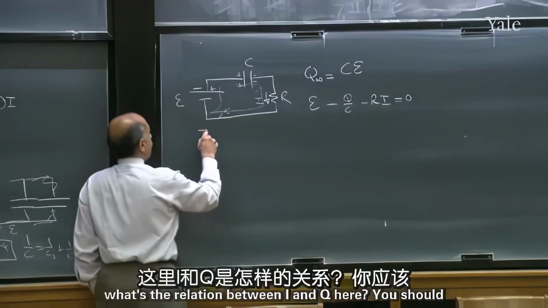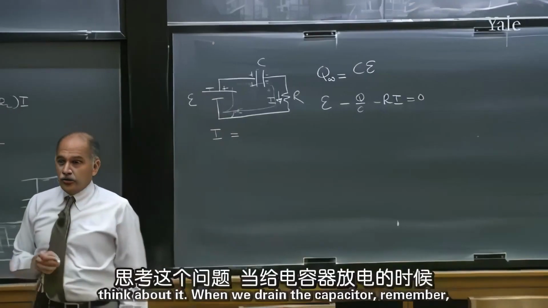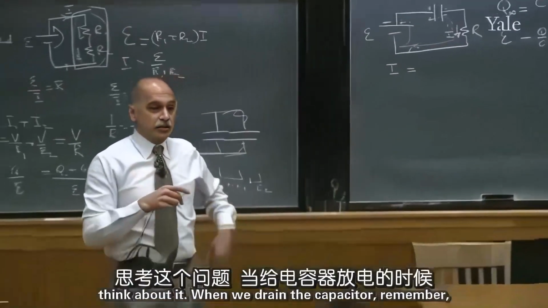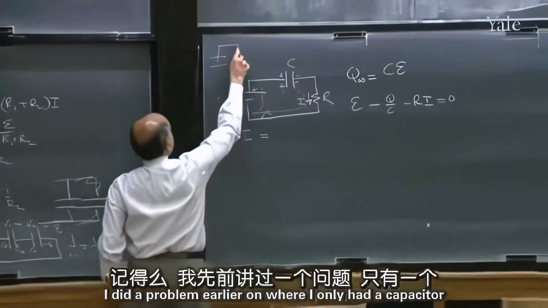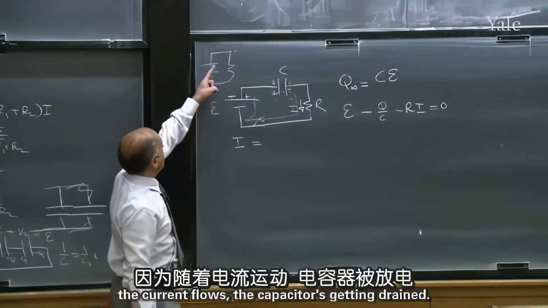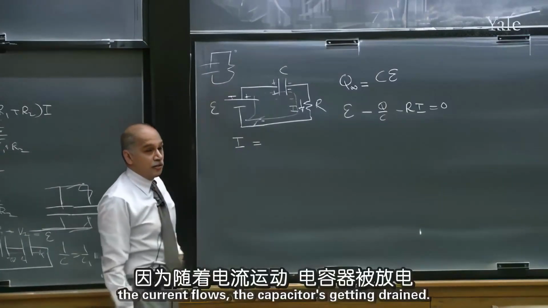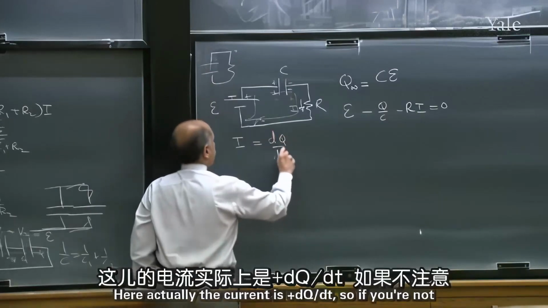So now we can write this equation as, now what's the relation between I and Q here? You should think about it. When we drain the capacitor, remember I did a problem earlier on where I only had a capacitor and a resistor. There, the current was minus dq dt, because as the current flows, the capacitor is getting drained. Here, actually, the current is plus dq dt. So if you're not careful, you will get in trouble.